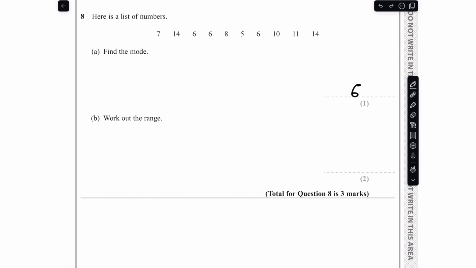In the second part of this question, we are told to work out the range. So remember, the range represents the difference between the highest value and the lowest value. The highest value in our list of numbers is 14, and the lowest value in our list of numbers is 5. Therefore, 14 minus 5 equals 9. So your final answer is 9.